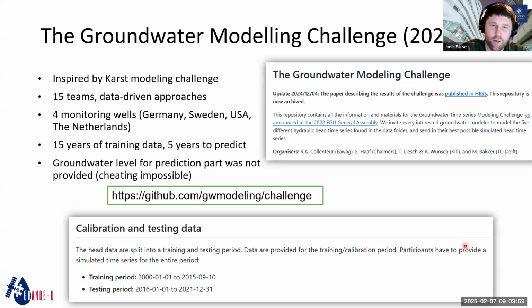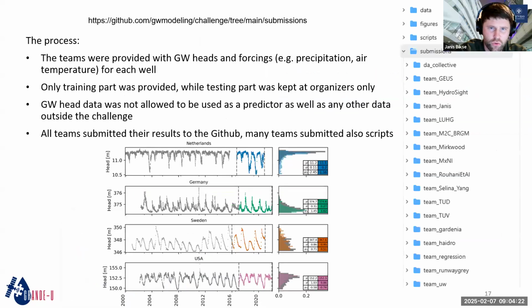The challenge was opened in GitHub, and all the submissions were also collected in GitHub. So all the scripts and all the submissions are still available on this GitHub page. You can visit it and find all the submissions by all the teams. Most teams also submitted scripts. I also submitted scripts, and so you can see in this GitHub all the team submissions. For example, if you open my submission, which is called Team Jānis, then you will find my scripts and my results.